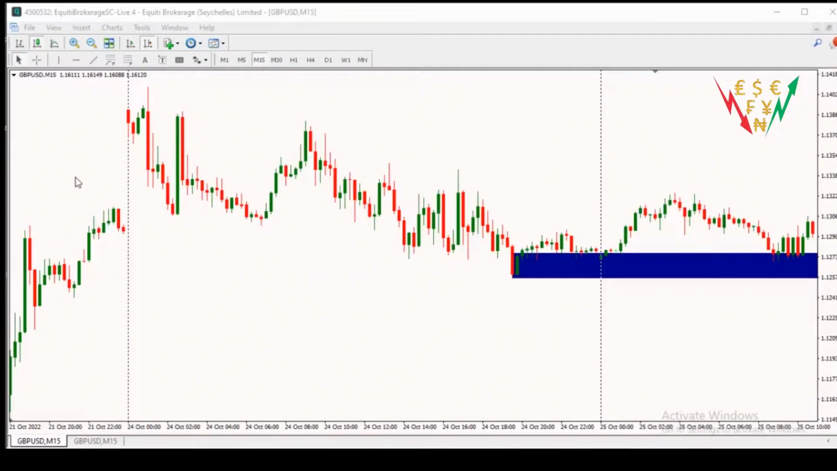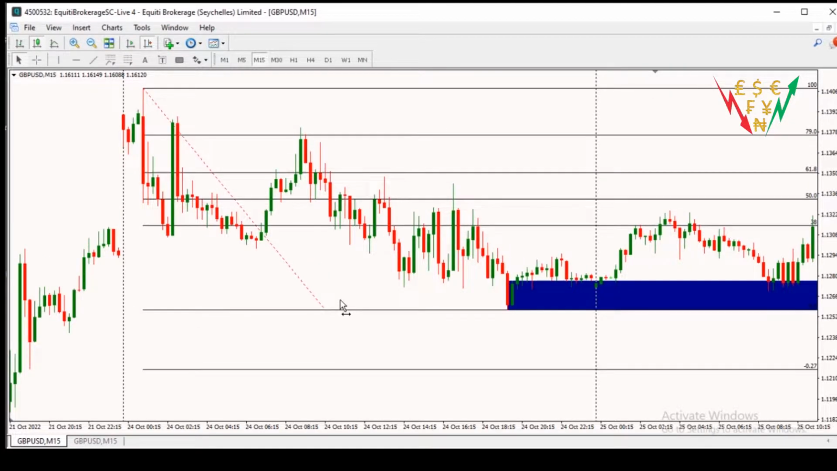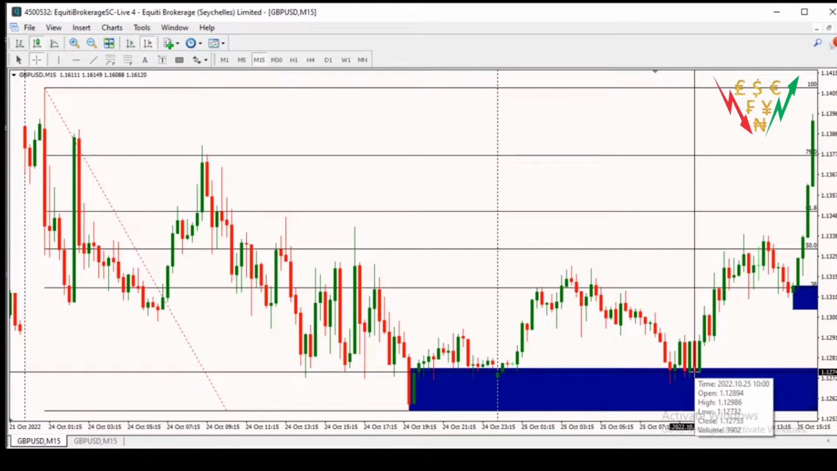Guys, let's start with using the Fibonacci retracement tool, starting from Monday the 24th. So we'll be using Monday the 24th's high and low, as the trading concept and strategy implies. Right here, guys, this is where I took my trade from. I took my trade from here, the beginning of the London session, which is by 10 a.m. I took my trade from this demand zone right here, and I got off the market at this level.